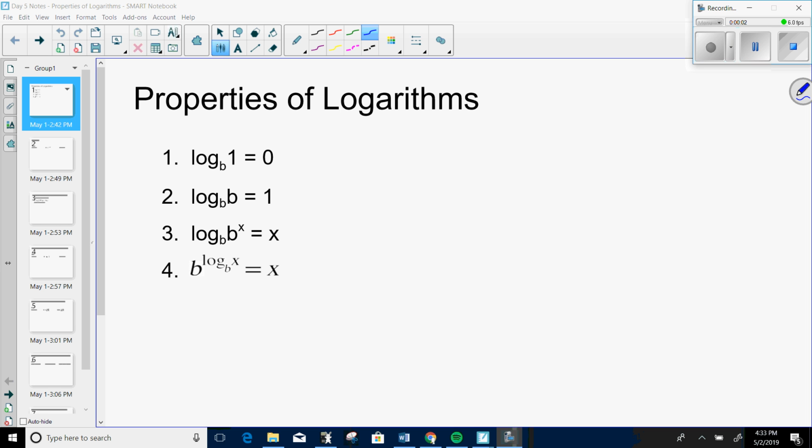Today's lesson is going to be about properties of logarithms, even more than what we talked about last class. There are going to be 7 properties that we're going to talk about. A couple of them we've already talked about, a couple of them we've discussed. And if you remember, a logarithm is just a way of writing an exponent.